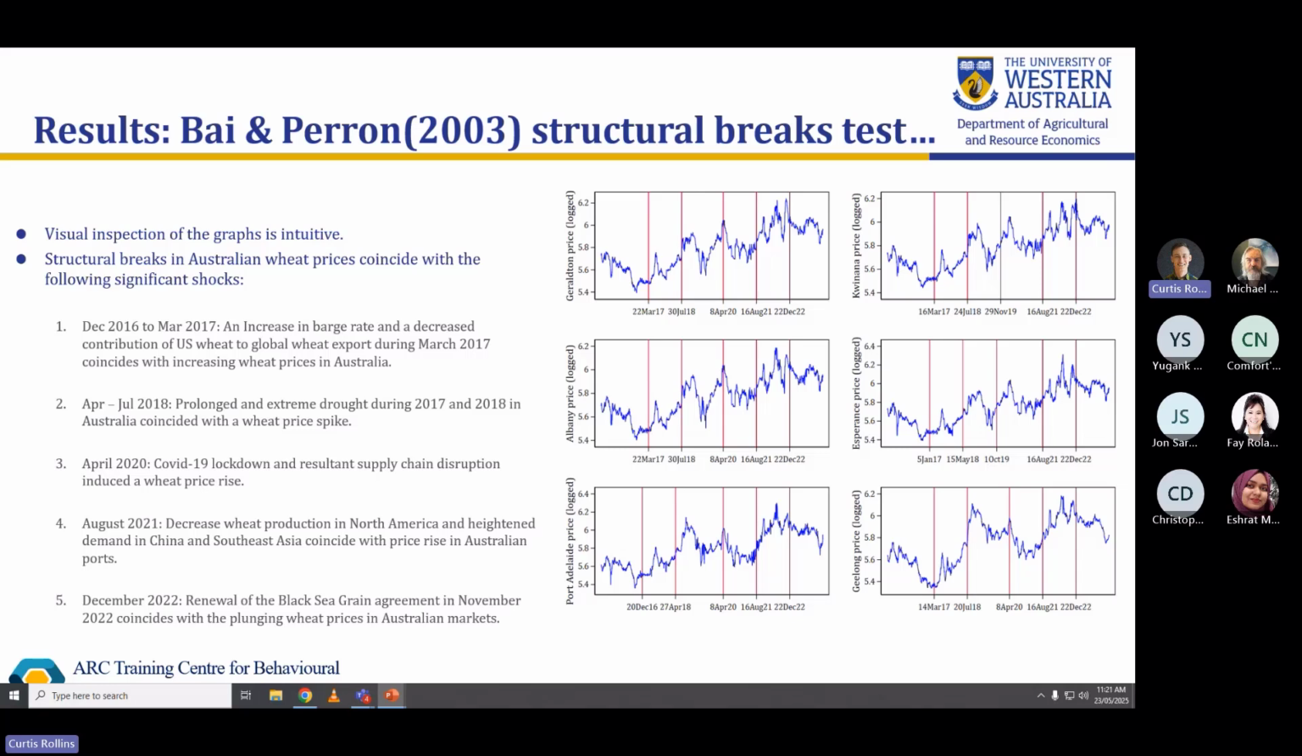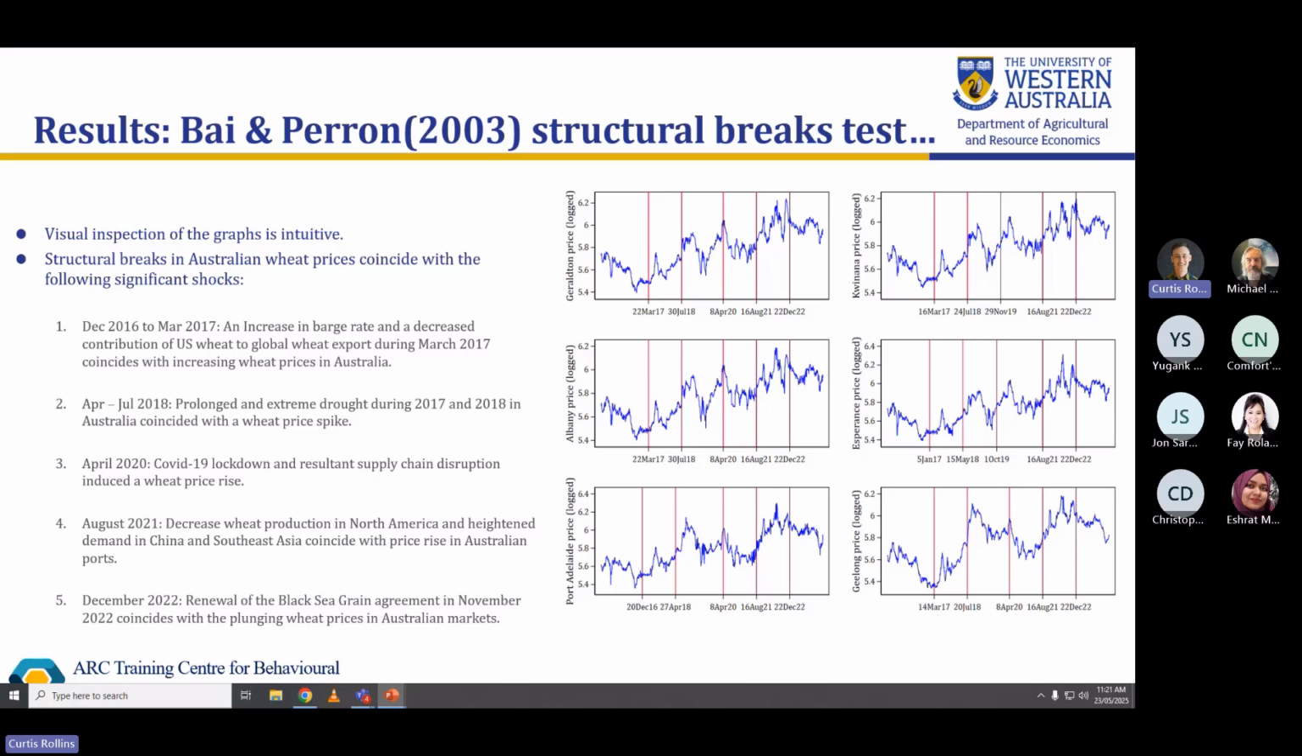The next one is December 2022. I was expecting there would be some kind of break around July 2022. That was the time of the Black Sea grain agreement, because Black Sea grain is one of the biggest competitors for Australian wheat. But actually, Australian wheat didn't respond that much. It could have responded, but it was not very significant. It waited for some time, and it responded after November 2022, which is December 2022.